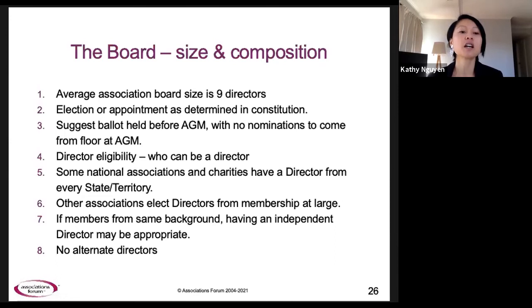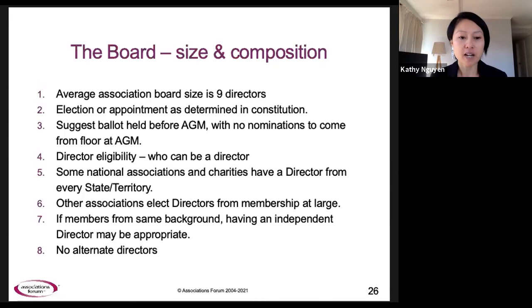Now, the Constitution will also state director eligibility, so who can be a director. For most associations, that might be you have to be a voting member. That's probably the most common criteria. In other associations, they have more specific criteria. Some national associations and charities have directors from every state and territory. This is a common model for national associations. Other associations elect their directors from the membership at large, so they have general elections, and if you get the most votes, you get on the board regardless of where you live.